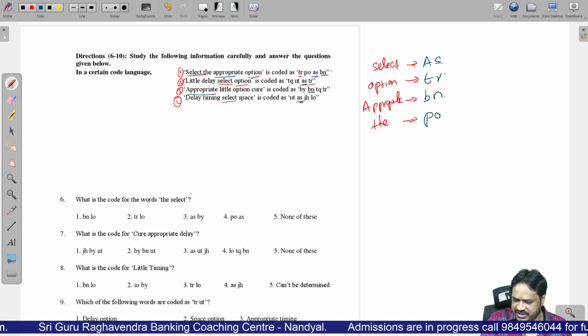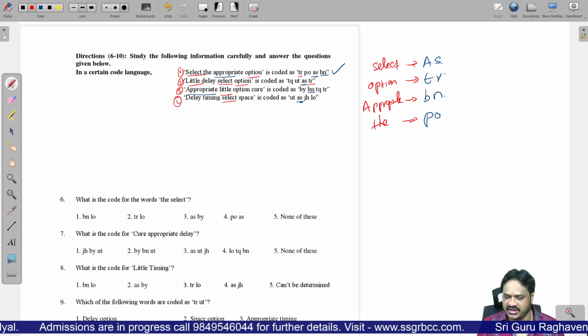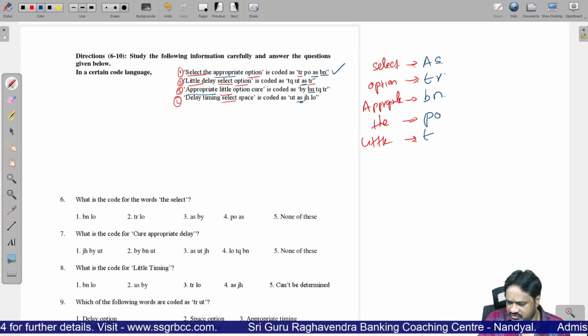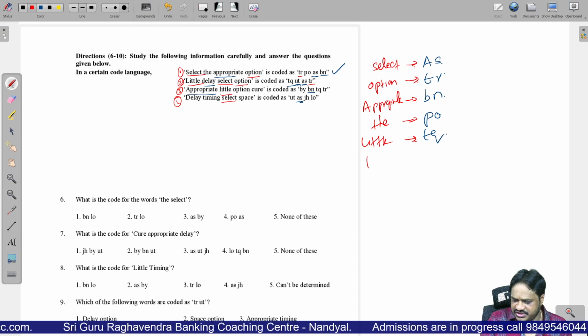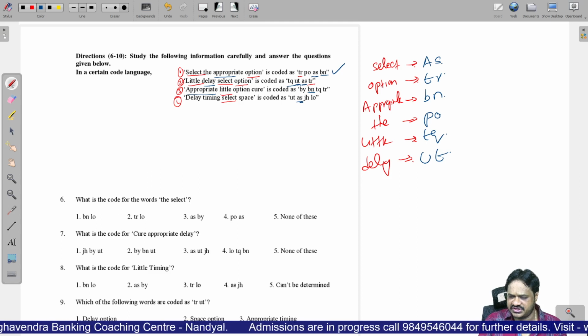Now let us move to the second sentence. In the second sentence, option is already over, and select is also over. Now little delay. In 2 and 3 we have little. In second and third you can see the code TQ. So little stands for TQ. Then delay. We have only one thing called delay, and we have UT. So the code for delay is UT. With this we completed the second sentence.